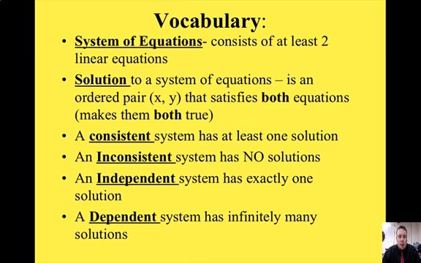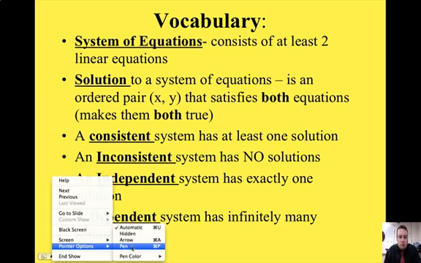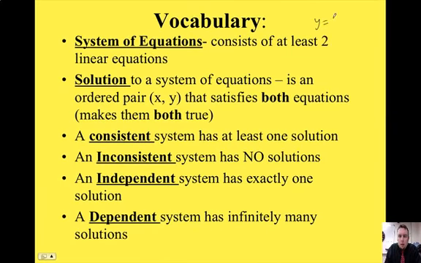Write these down. System of equations. This is at least two equations. So if I write down two equations, like y equals 2x and y equals 3x plus 1, whatever two equations I write down, that is a system of equations. What are you trying to find? You're trying to find a solution to the whole system, not just this one. What does that mean?